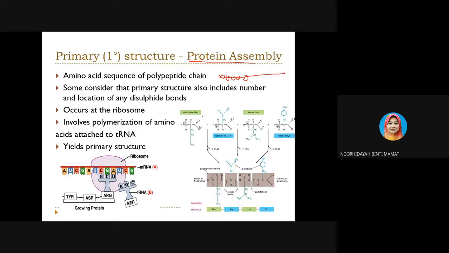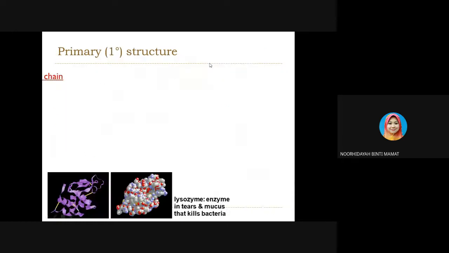As you can see from here, this is the releasing of water process, the dehydration synthesis, right? So they will make the peptide bond. This is what we call the protein assembly of amino acids. We're also talking about the disulfide bond, which is the chemical cross-link between or within polypeptides, and they can add stability to the overall structure of the polypeptide. So this is the first structure, the assembly of the protein.